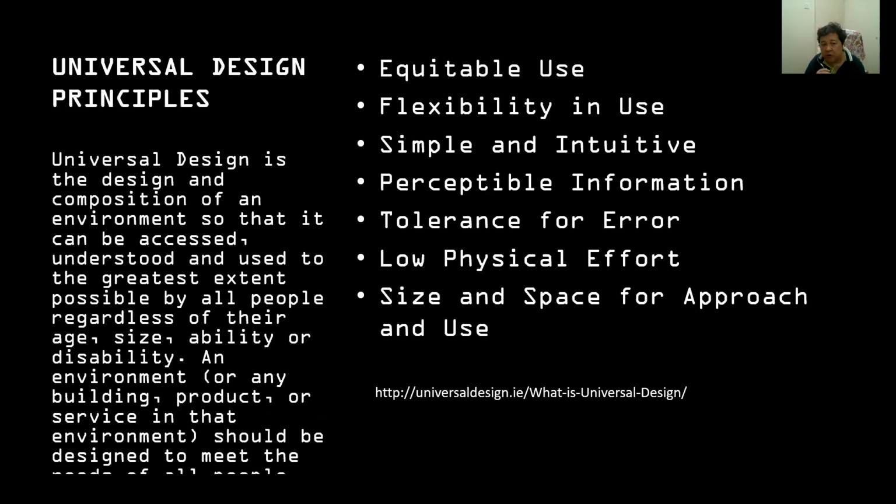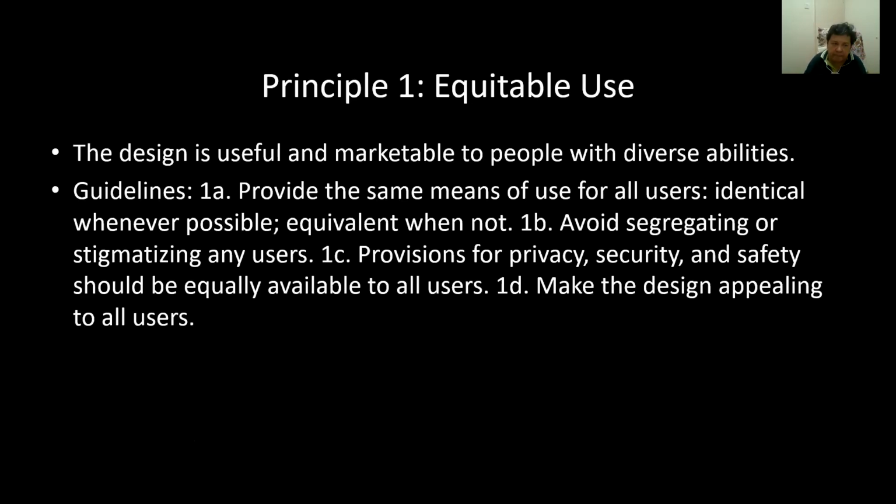So we've gone through that universal design is the design and composition of an environment so that it can be accessed, understood, and used to the greatest extent possible by all people, regardless of their age, size, ability, or disability. And environment means any product, building or service in that environment. So the word service is important. Services should be universally designed as well. So we have the seven principles, and let us go through them.